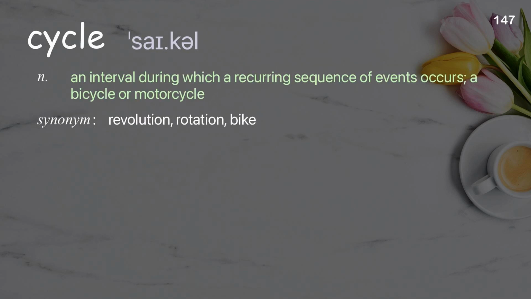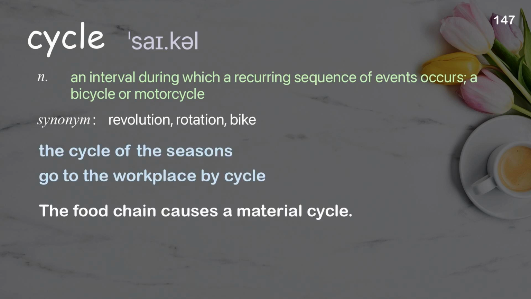Cycle. An interval during which a recurring sequence of events occurs, a bicycle or motorcycle. Examples: The cycle of the seasons. Go to the workplace by cycle. The food chain causes a material cycle.